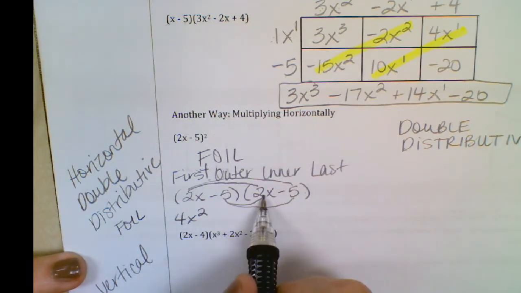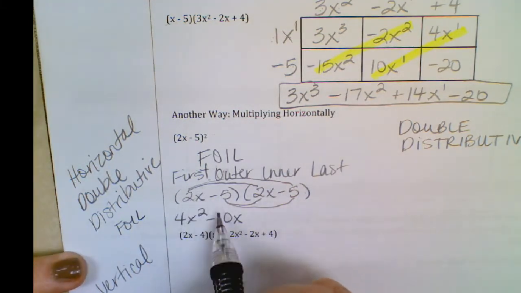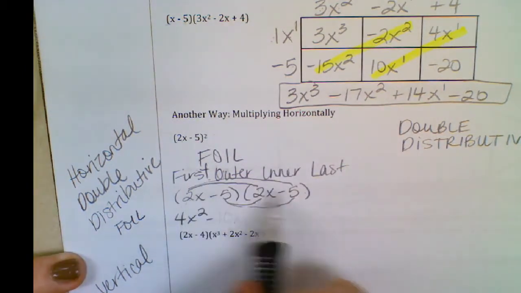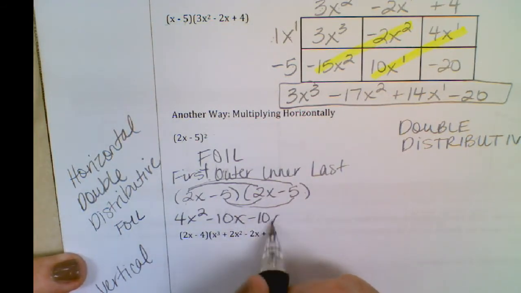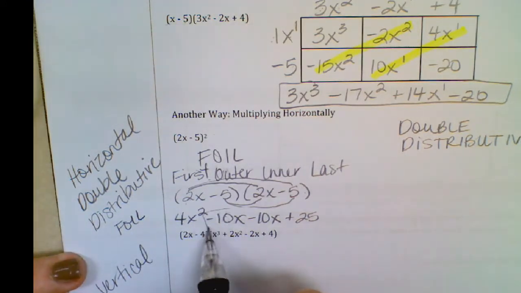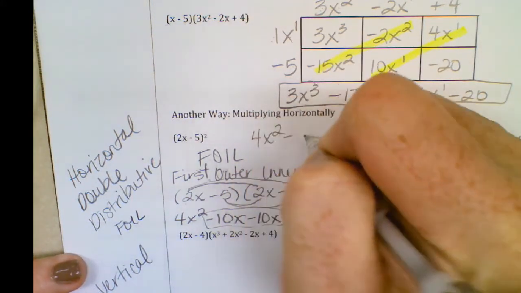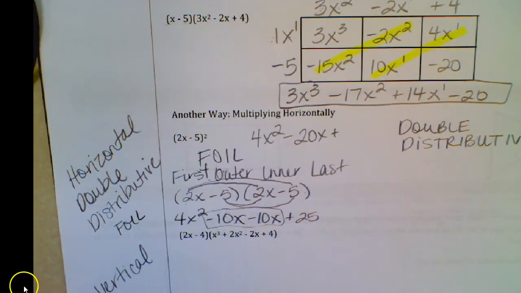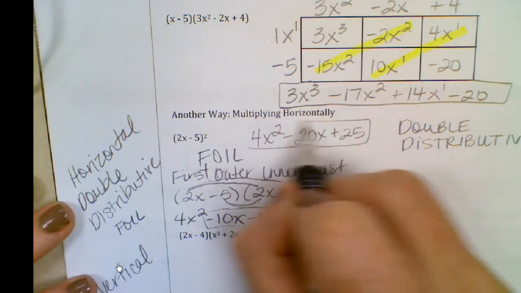And negative 5 times 2x would be negative 10x. Oh, I did my inners before my outers. Sorry, let me go back. I don't use this method now. You can see why. 2x times negative 5 is negative 10x. Negative 5 times 2x is negative 10x again. And negative 5 times negative 5 is positive 25. Again, we need to simplify those terms together. So we would get 4x squared minus 20x plus 25. Sorry about that. Screen blanked off and I didn't realize it.